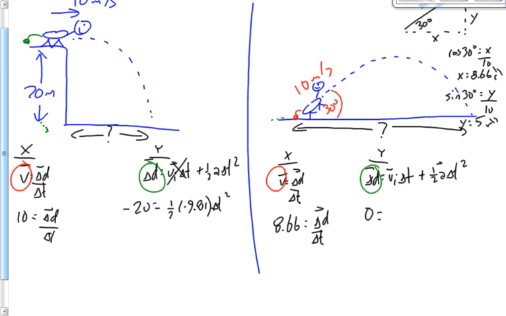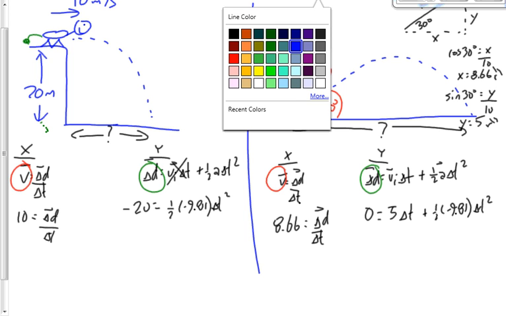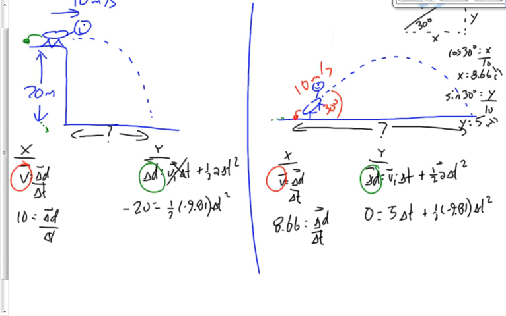Five meters per second. That's the third and final difference. Let's use yellow there. That's the third and final difference between these two problems. The x velocity is different. The velocity is different for the x velocity.